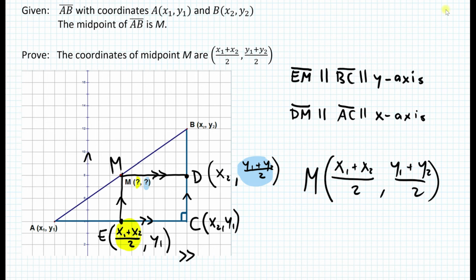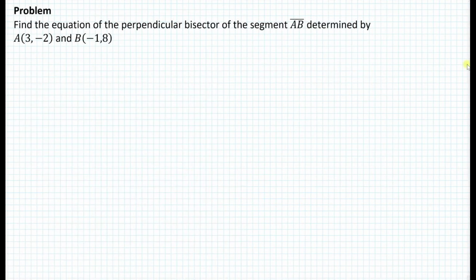So let's see how we can apply the midpoint formula for an actual math problem in geometry, okay? So here's a problem. Find the equation of the perpendicular bisector of the segment AB determined by point A (3, -2) and B (-1, 8). So how would you solve this problem? Well, imagine you have these 2 points, okay? Let's say point A is here and point B is somewhere here, okay? So this is segment AB.